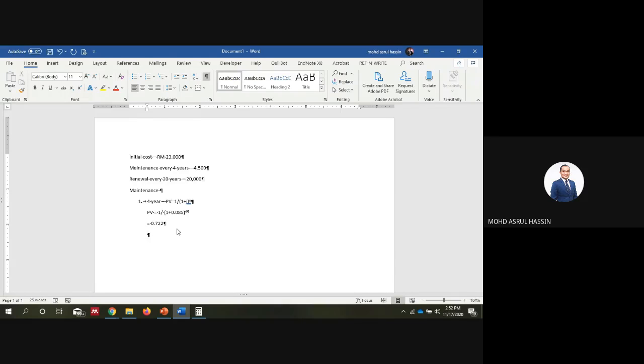Okay, number 2 for the 8 years. Okay, same also, 1 divide by 1 plus 0.085 and power 8. Okay, so 8 years. Okay, and then you calculate, got the answer here.